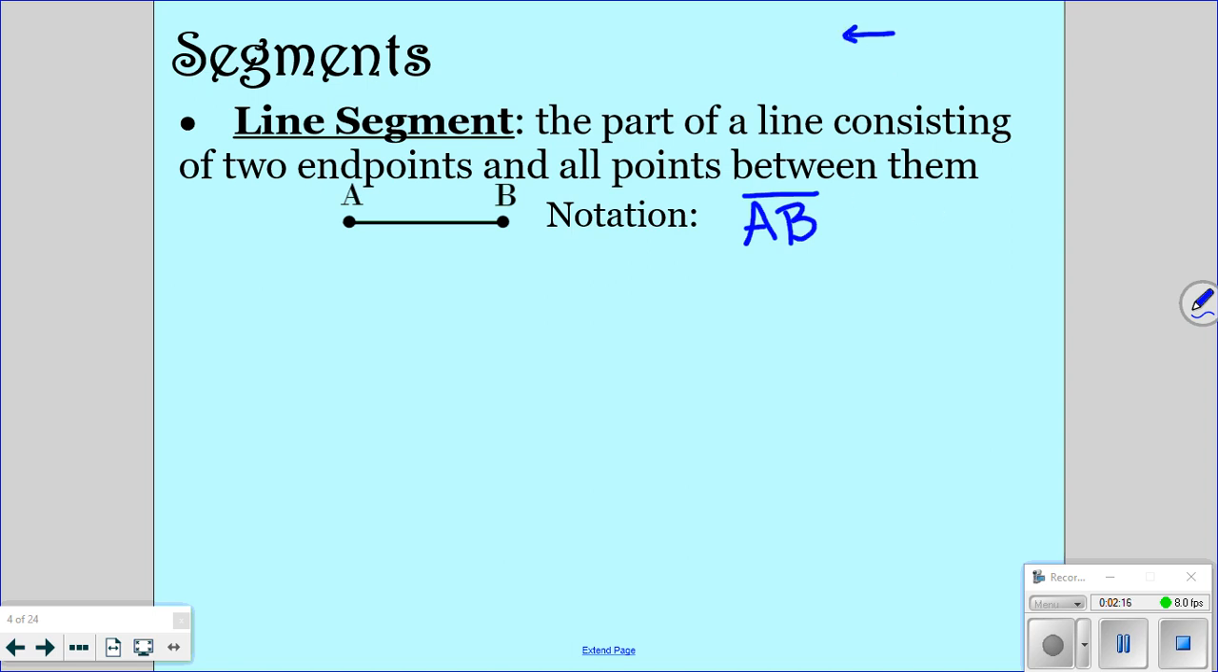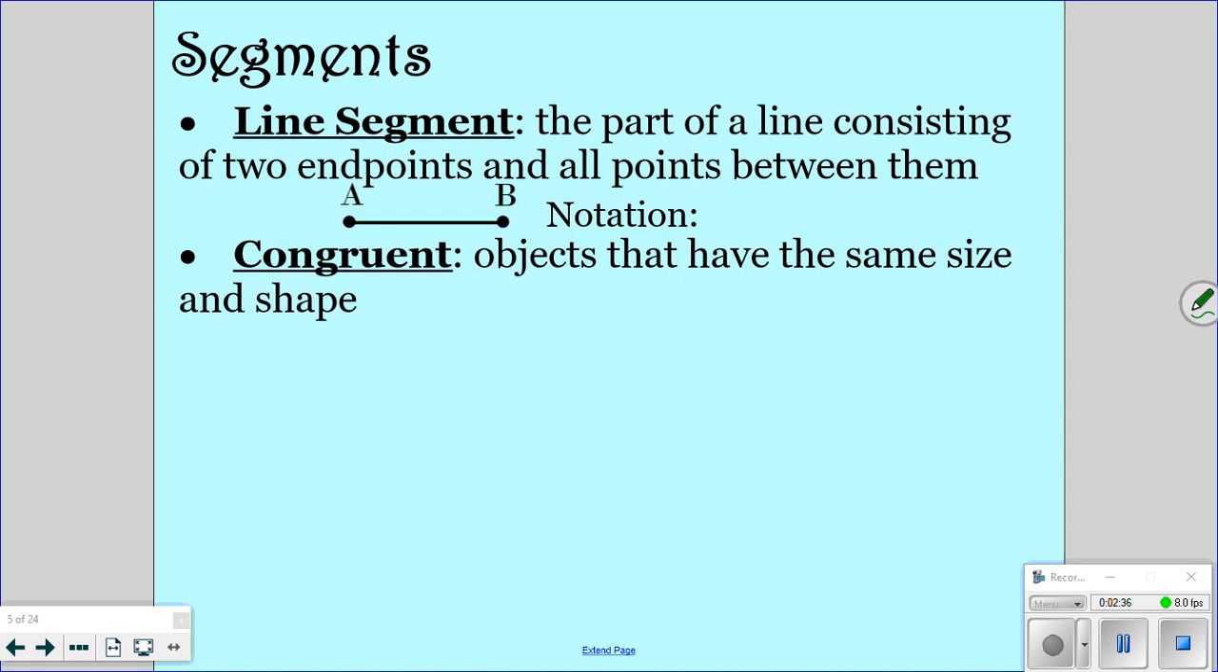This is a line, so it would look like this, whereas segment AB is only the portion that is in between A and B. So that's the difference between a line segment and just a line.